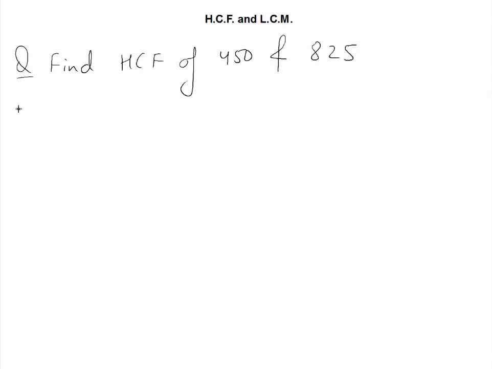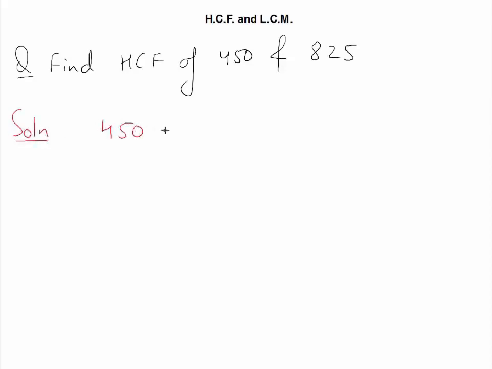So next is HCF and LCM. HCF stands for highest common factor and LCM stands for least common multiple. So most of us already know this, but still let's take one example to understand. So for example, let's say we need to find HCF of 450 and 825.